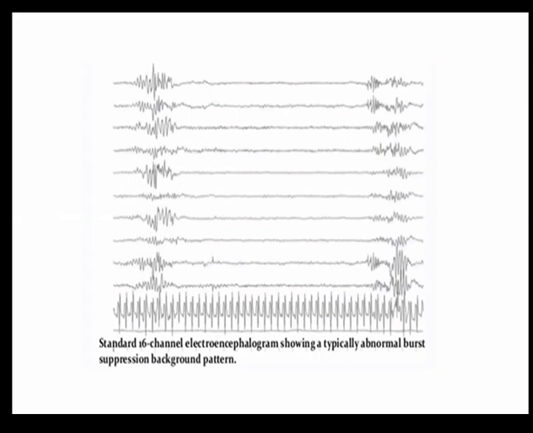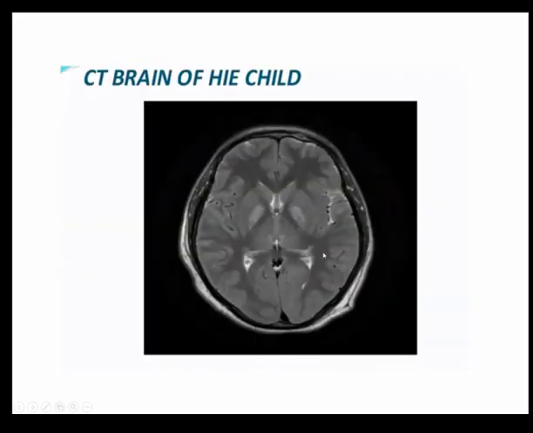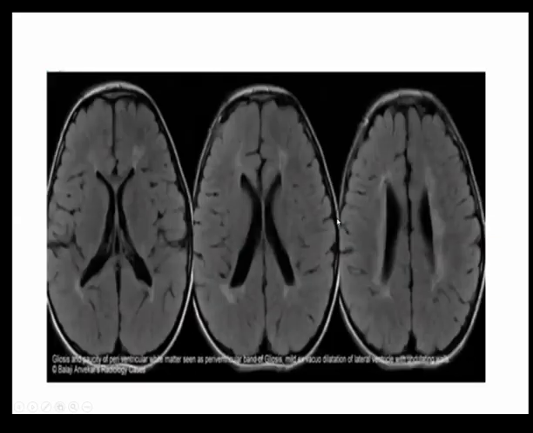This is the EEG finding. As you can see, this is a burst pattern of the EEG. In MRI, you can see these ischemic changes in the brain, periventricular. Okay? As you can see, this hyperintense area, upper intense area, is suggestive of encephalopathy. This is suggestive of HIE.